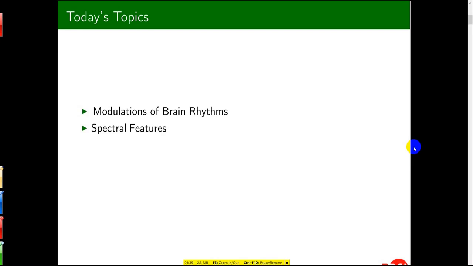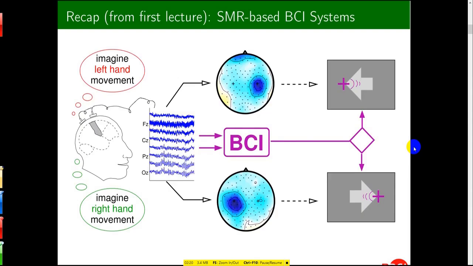Event-related desynchronization, event-related synchronization. You presented it last time, right? What is that? Or modulation of your power spectra? Yeah, exactly. Decrease or increase. SMR stands for sensory motor rhythm.